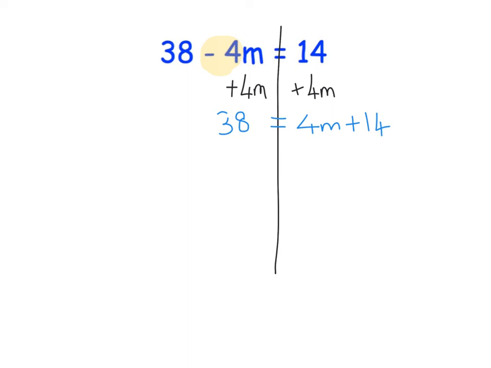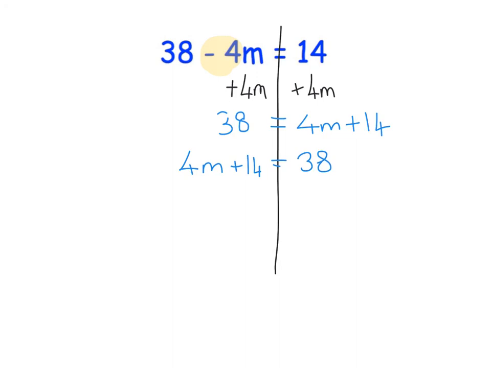Now the other thing that people don't like is having the unknown, so the letter, on the right hand side. So remember, if this is equal to this, then it's the same the other way around. So 4m plus 14 is equal to 38. So I've just swapped everything on the one side with everything on the other. Once I get to this point, I can just carry on balance method as normal. So I'm not going to do any bar here. I'm going to go straight to balance method.